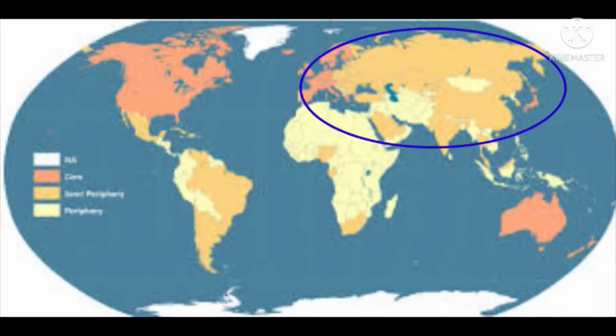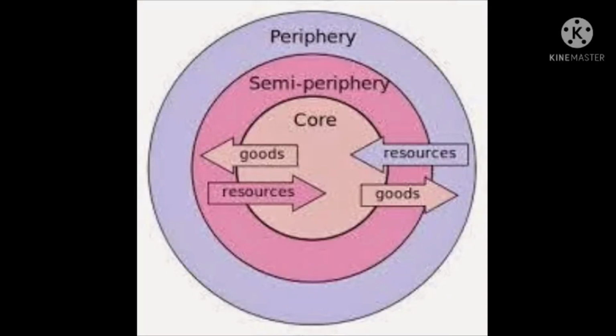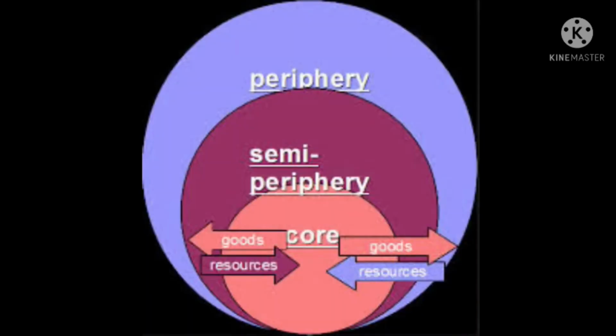South Korea, Taiwan, Mexico, Brazil, India, Nigeria, and South Africa are countries which are positioned between the periphery and core countries. They have characteristics of periphery countries and core countries. Core countries are developed and peripheries are not. So we can say that semi-periphery countries are less developed than the core countries.